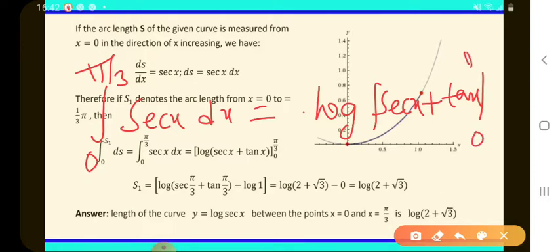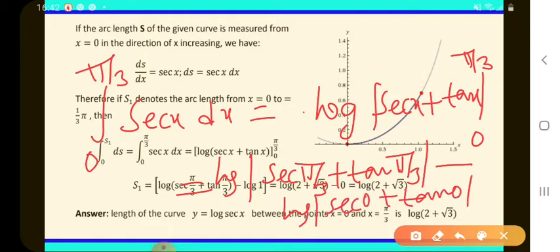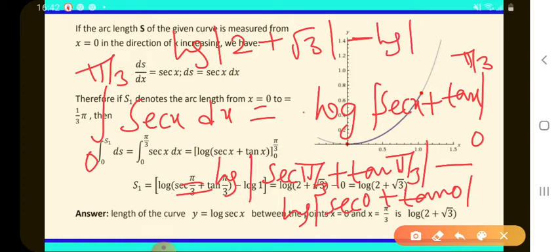Now I write the limit values, 0 to pi by 3. First I write pi by 3. Log of secant pi by 3 plus tan pi by 3, minus log of secant 0 plus tan 0. Okay, next, secant pi by 3 means 2, tan pi by 3 means root 3, minus log of secant 0 means 1, tan 0 means 0.